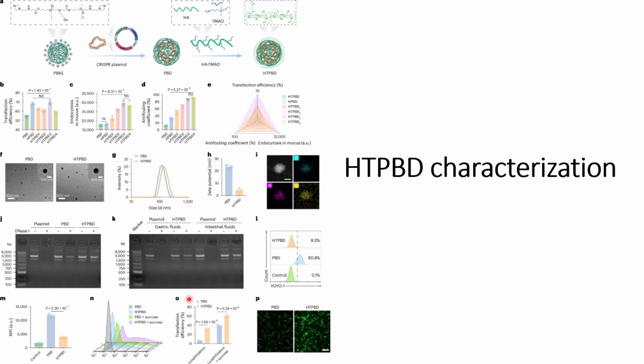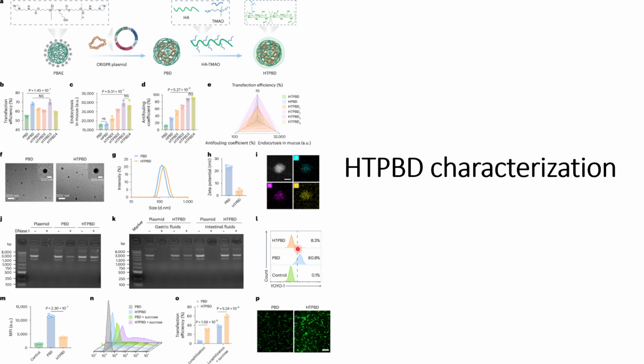And in terms of the transfection, in panels L to N, they wanted to check whether their HTPBDs can be lyophilized or not. This is the result after lyophilization, and they can see that HTPBDs can be lyophilized even without the presence of sucrose. They checked the transfection efficiencies for the lyophilized samples with sucrose and without sucrose, and they can see that even without sucrose the transfection efficiencies are higher compared to the PBDs. And in panel P, they show the immunofluorescence image of the HTPBD and PBDs, which shows that HTPBDs have a higher transfection efficiency compared to the PBDs.